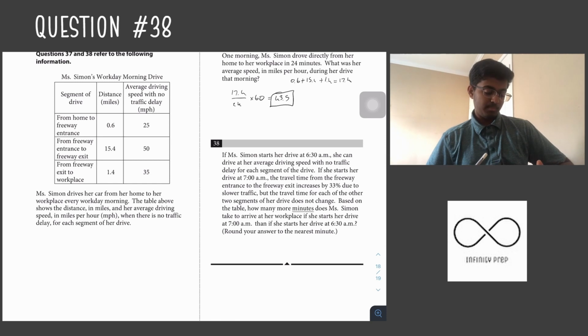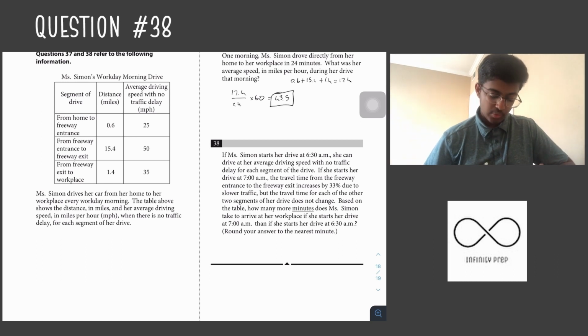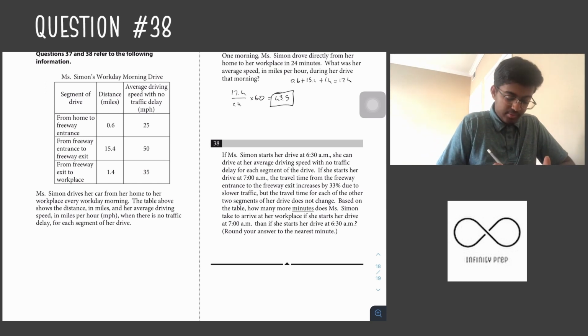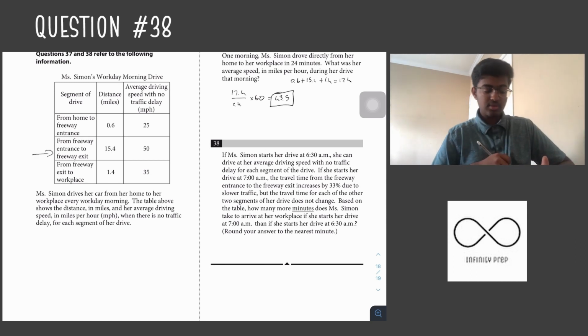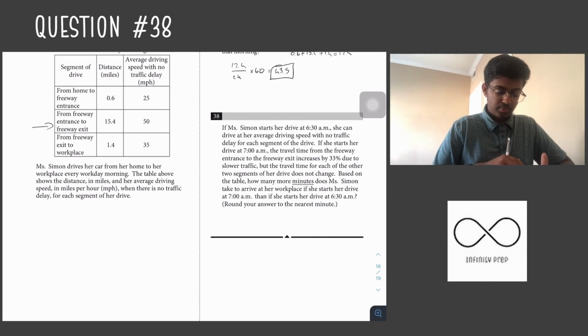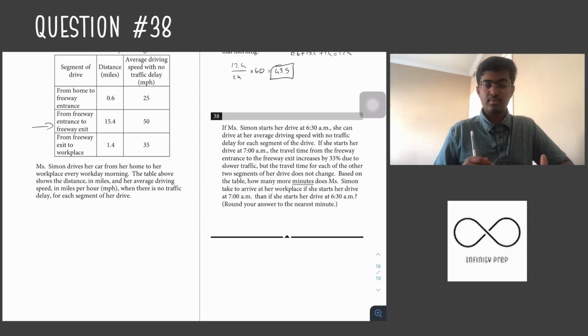So what it's asking for is how much more time she takes if she starts at 7 a.m. compared to 6:30 a.m. And right here, the only difference between the 7 a.m. start time and 6:30 a.m. start time is the 33% increase in the time it takes from freeway entrance to freeway exit. Let's first find the time it takes from freeway entrance to freeway exit at 6:30 a.m.